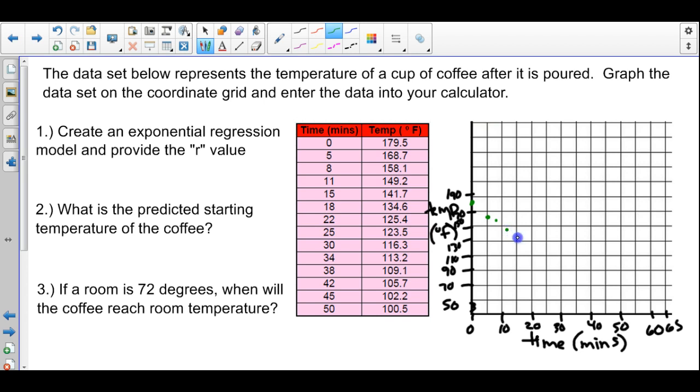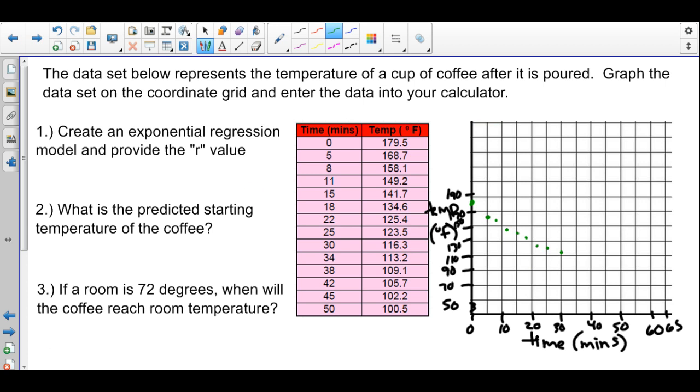And then at 15, I'm at 141 degrees. At 18, which is somewhere around here, I'm at 134 degrees. At 22, it looks like it's about 125. At 25, so right between 28 and 30, I'm at 123 degrees, somewhere right here. At 30, we're at about 116. And I'm just going to keep putting these points on, and you get the drift.